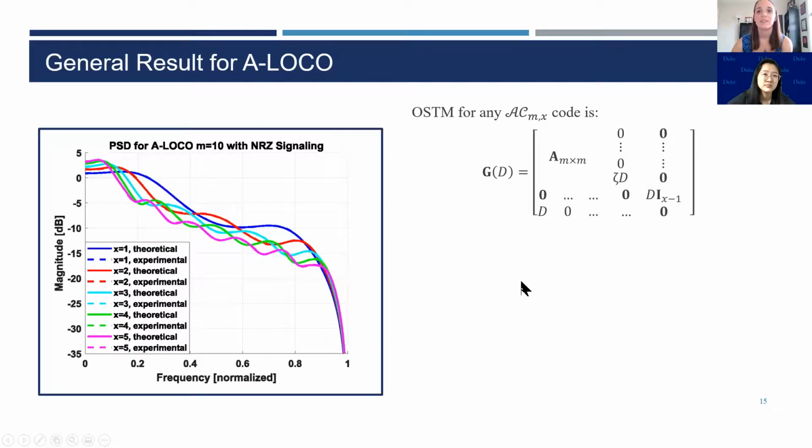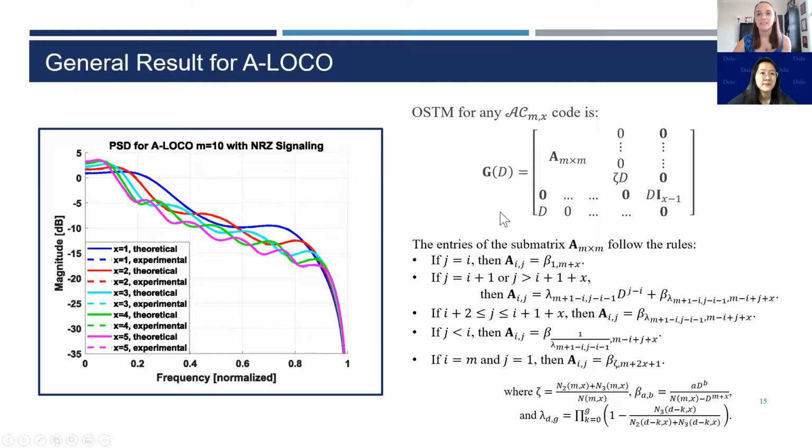Okay, so the general results of ALOCO, as we mentioned, there's a pattern to that OSTM, and it depends on M, X, and the cardinalities. And so we listed the general result in terms of these parameters. And so you can see here that there is a submatrix A that does have to follow a set of rules to find certain entries, but it all boils down to the fact that they're all dependent on these cardinalities in M and X. And that's really as simple as it is. They're just a set of instructions. And so then we went ahead and plotted the power spectral density for multiple X's and M's of ALOCO. And you can see to the left an example where, for many of these codes, again, the experimental and the theoretical match perfectly.